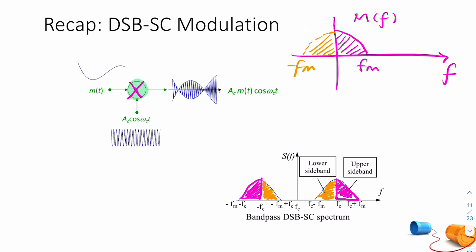So now our problem for demodulation is how we're going to shift that down again. And the answer is, we just do the same again. We just multiply by the cosine again.